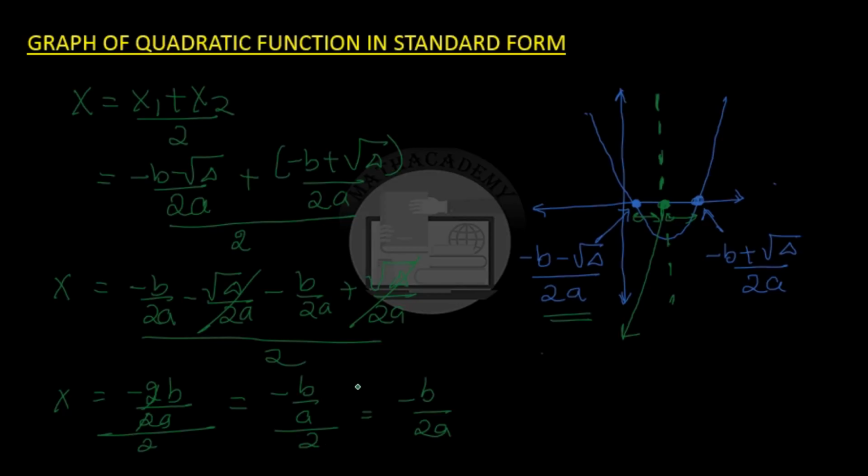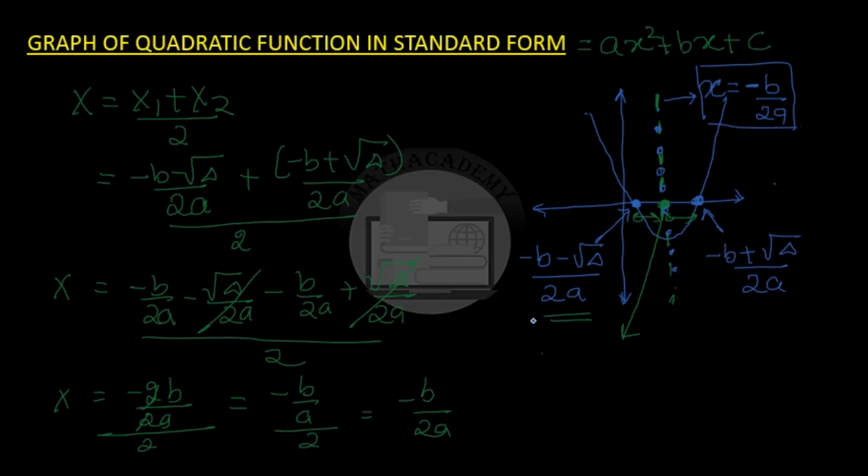So when the graph is in the standard form, ax square plus bx plus c, in that particular case, the axis of symmetry is given by x is equal to negative b over 2a. See, on the axis of symmetry, for any value of y, the value of x always remains negative b by 2a. It is a vertical line. So this becomes our axis of symmetry. So we have seen the x-intercepts. These two are the x-intercepts, and this is the axis of symmetry.